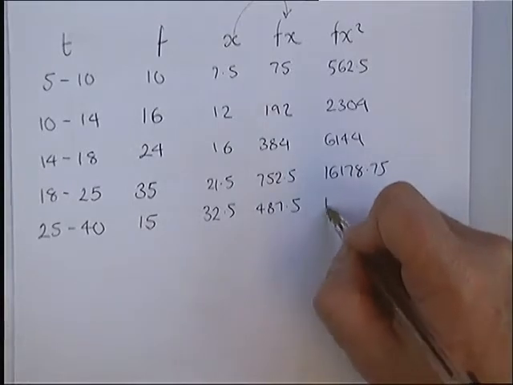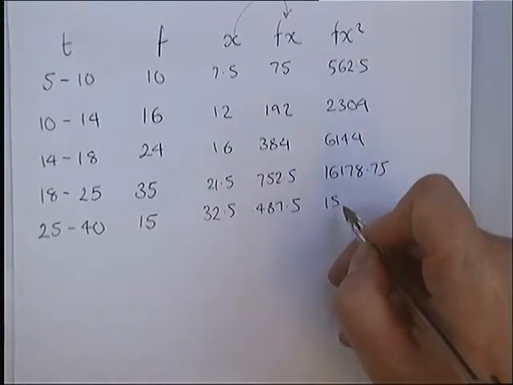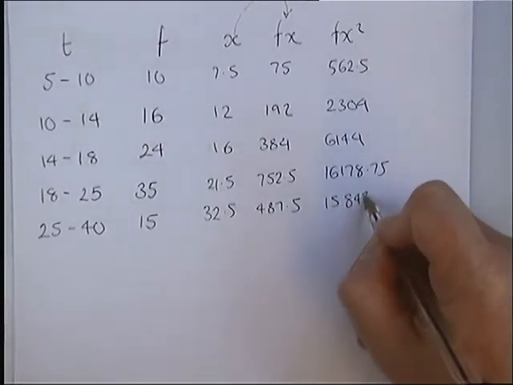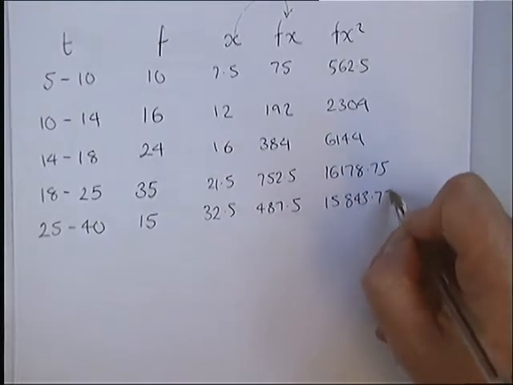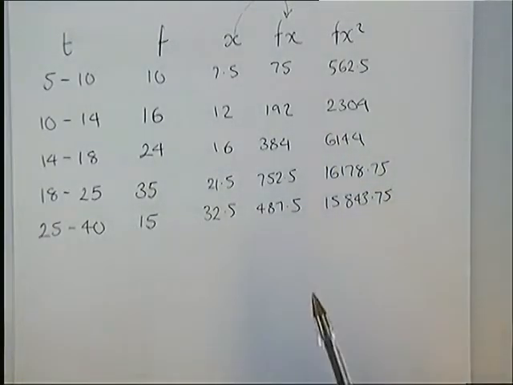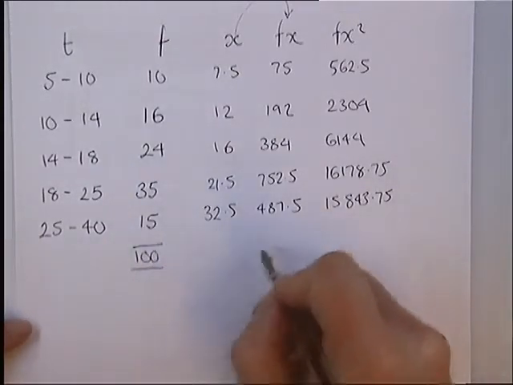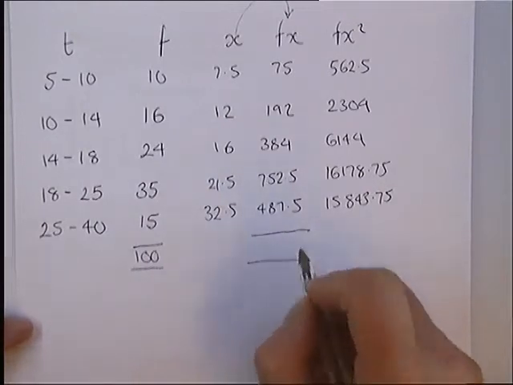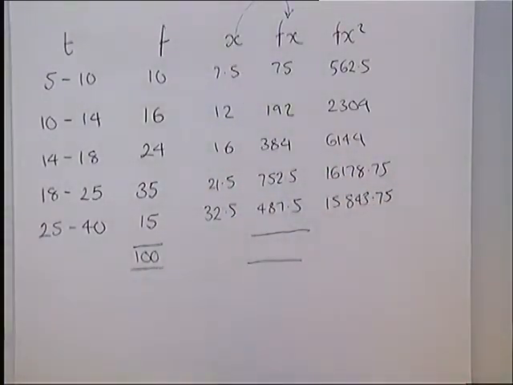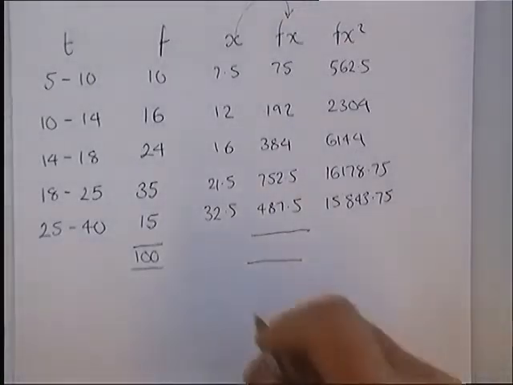Now to calculate the mean and standard deviation, I'm going to need to sum my frequencies, which comes to 100. In fact, we sum everything apart from x. So the sum of fx is going to be, I'm not quite sure where I've written that down actually. I think it's 1891. And yes it is. And we have to sum the last one, which is 41033.